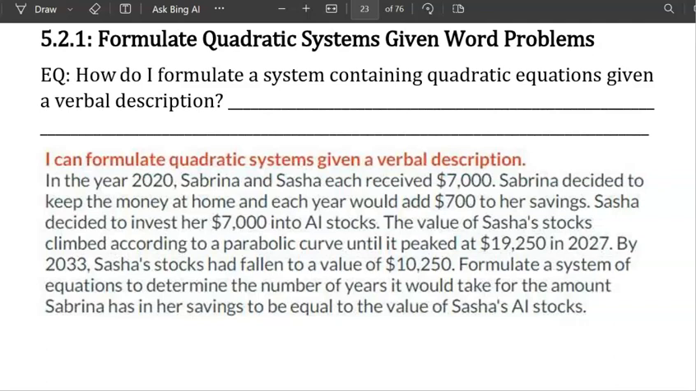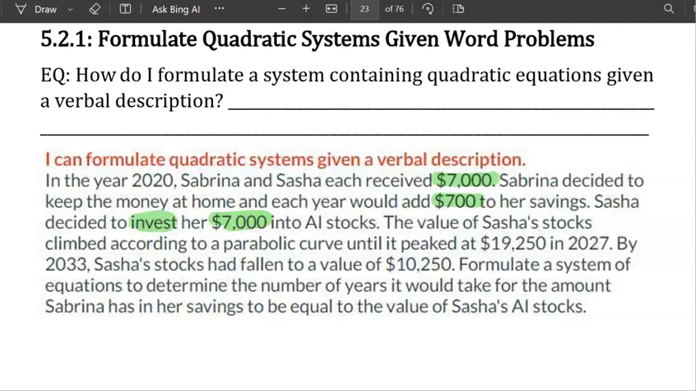In the year 2020, Sabrina and Sasha each received $7,000. Sabrina decided to keep the money at home, and each year she would add $700 to her savings. Sasha decided to invest $7,000 into AI stocks.